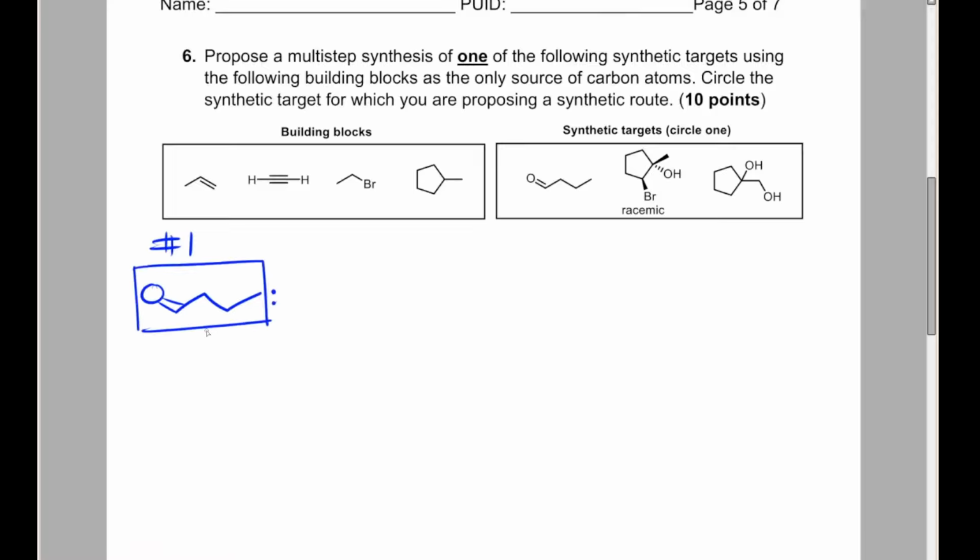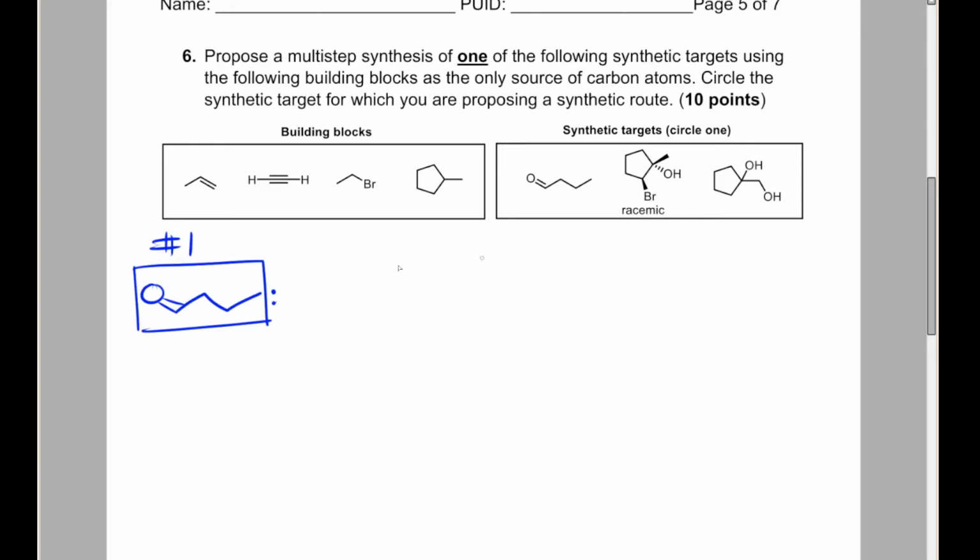The first thing we should do in these types of problems, if you're not sure what to do, is count the carbons in both the synthetic targets and the building blocks. And that will help us determine which building blocks we want to use to synthesize the desired product.